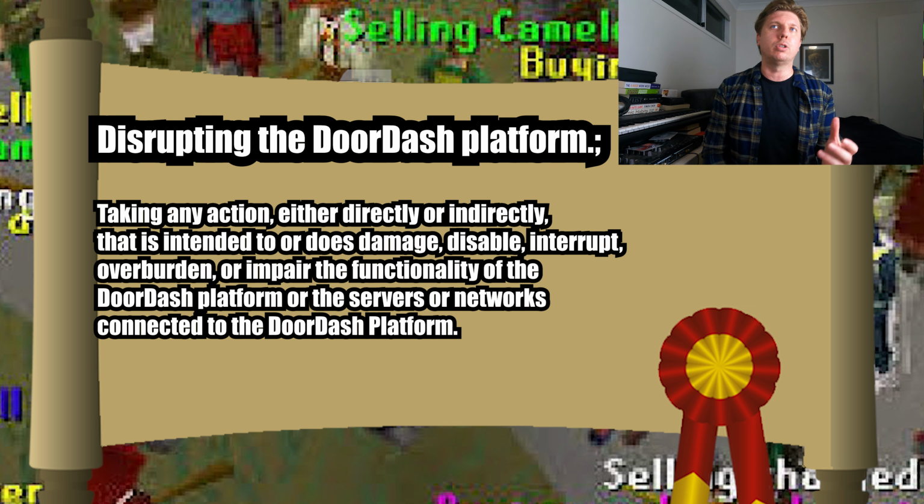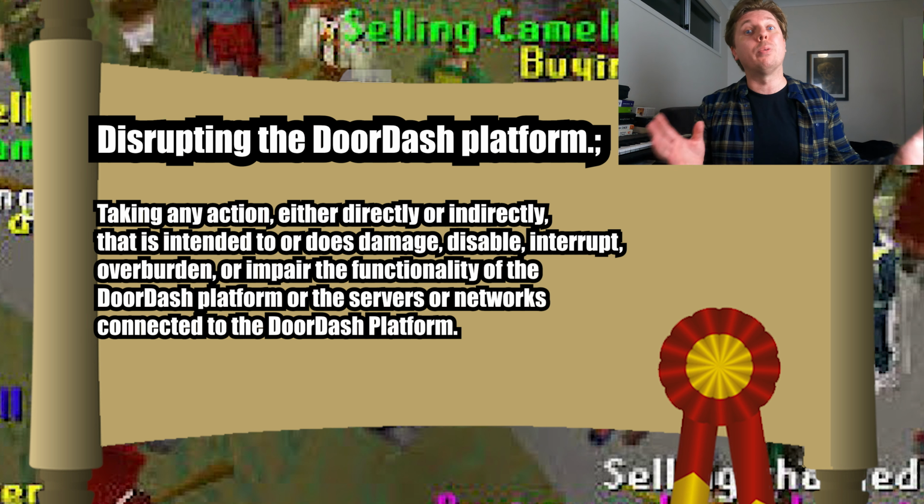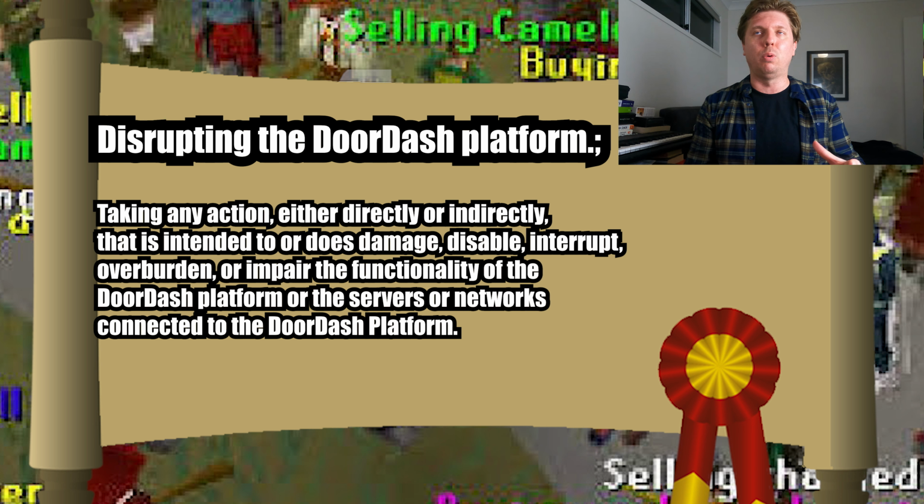So this would be doing a denial of service attack using a Dasher account to try to absolutely flood their server with requests. A Dasher is out on the road doing deliveries. They're not going to do this kind of stuff. This is more the IT tech-savvy person just trying to mess with Doordash.